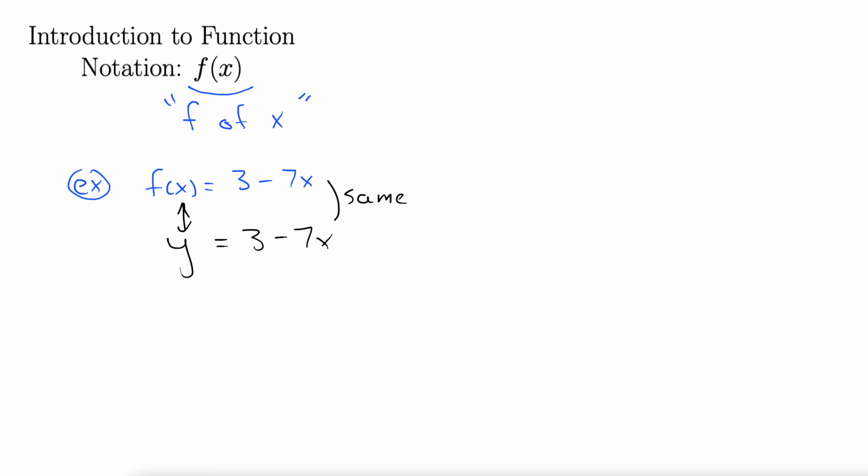What this notation means, f of x equals 3 minus 7x, it means whatever you plug in here goes in for the x right here. Okay, so if I wanted to take, say for instance, same function here, let's go f of 4. Okay, what that means is we're plugging in 4 into this function machine, right?